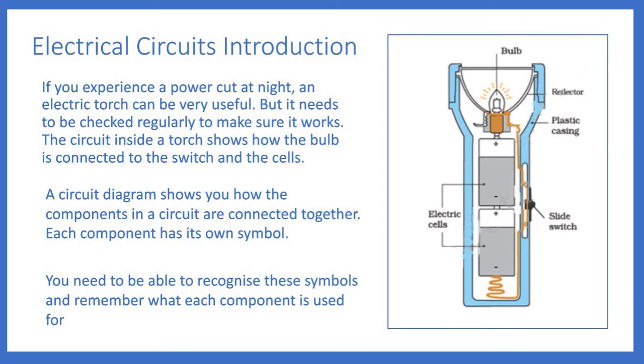A circuit diagram will show you how the components in a circuit are connected together, and each component has its own symbol. So in our torch, we've got our bulb, and you can see the orange line shows us how it's connected to the switch, which is then connected to the other end of the batteries, the two cells, which are then connected, just by touching each other, to the bulb. You need to be able to recognize these symbols, remember what each of them is used for, and be able to use them in your own diagrams.